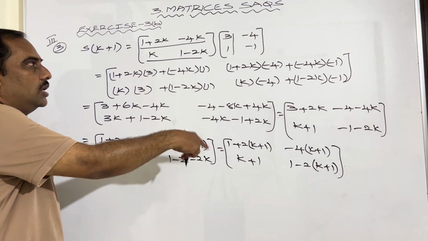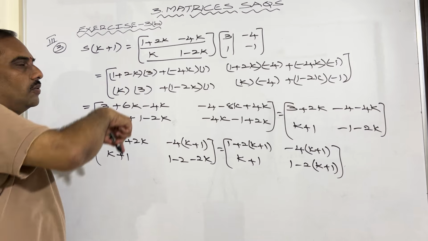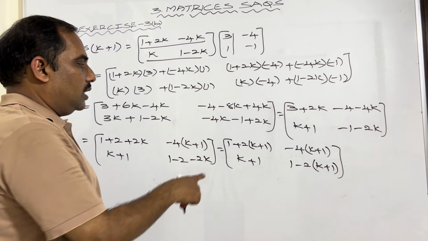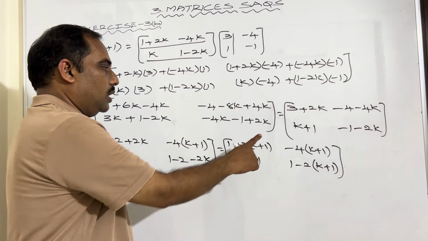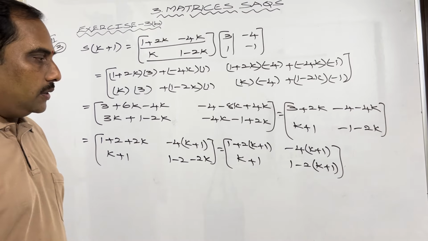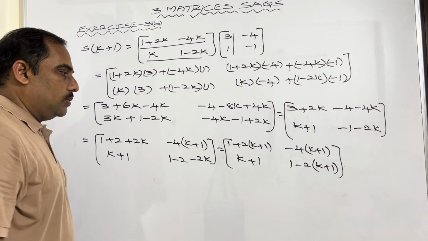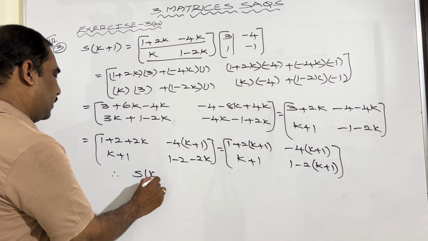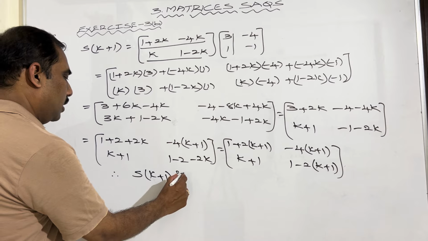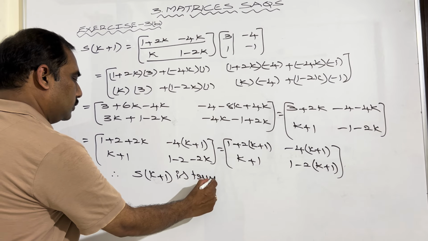See, observe here in the S of k, wherever k is there, we get k plus 1. So 1 plus 2 into k plus 1, minus 4 into k plus 1, k plus 1, and 1 minus 2 into k plus 1. So therefore clearly we can write that S of k plus 1 is also true.